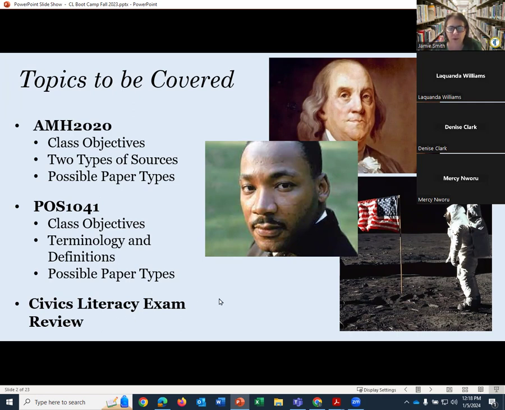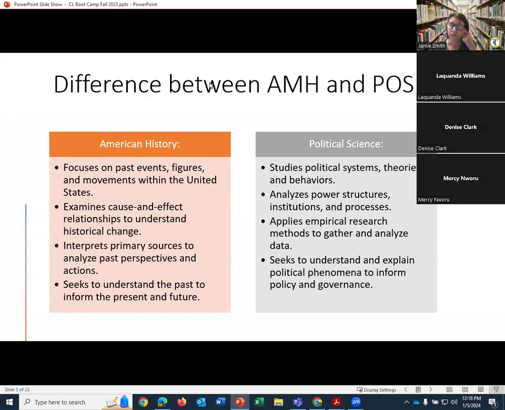And we do workshops on these, so if you want to come to them, you can. So there is a difference between AMH and POS. I like to do this early so that when you're taking your course, you can think about the structure, especially how it would relate to something like the civic literacy test.